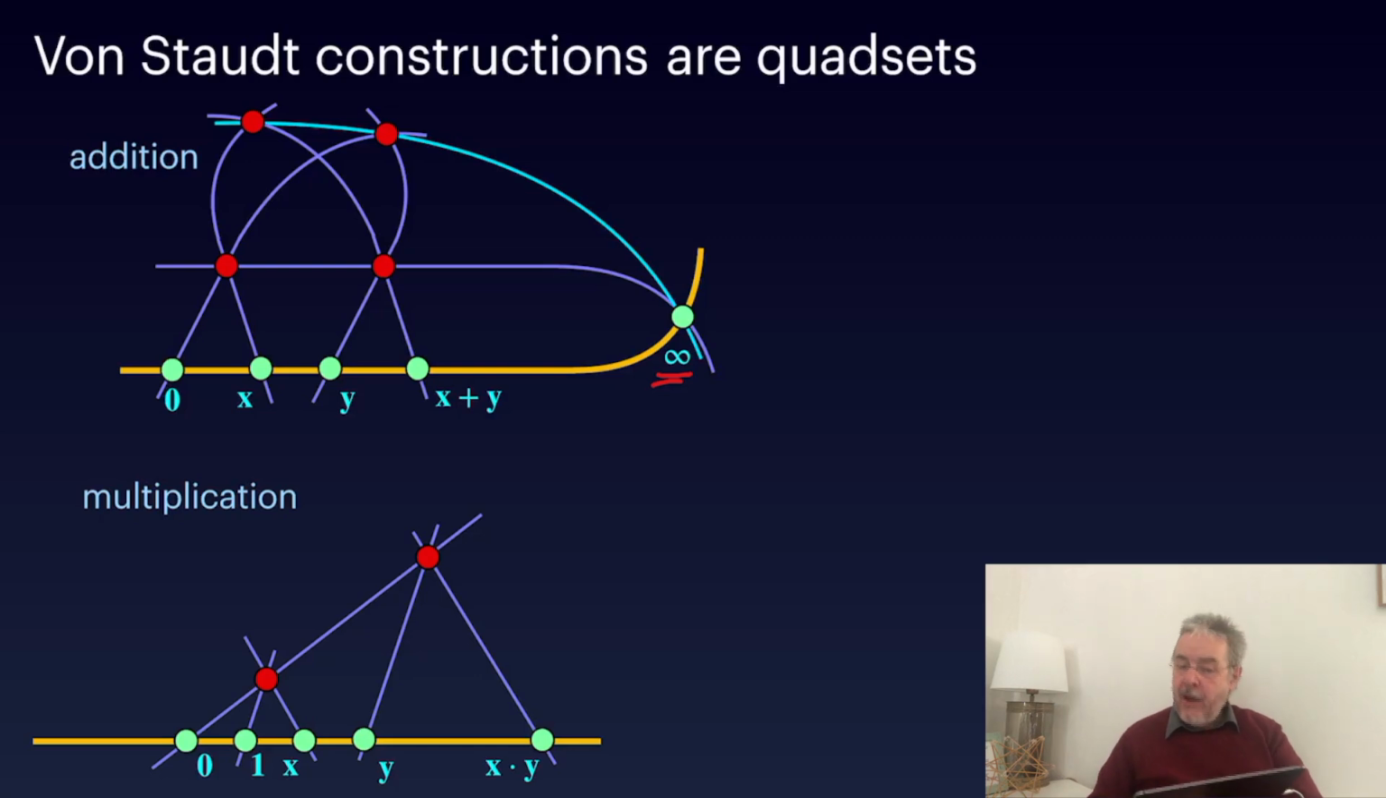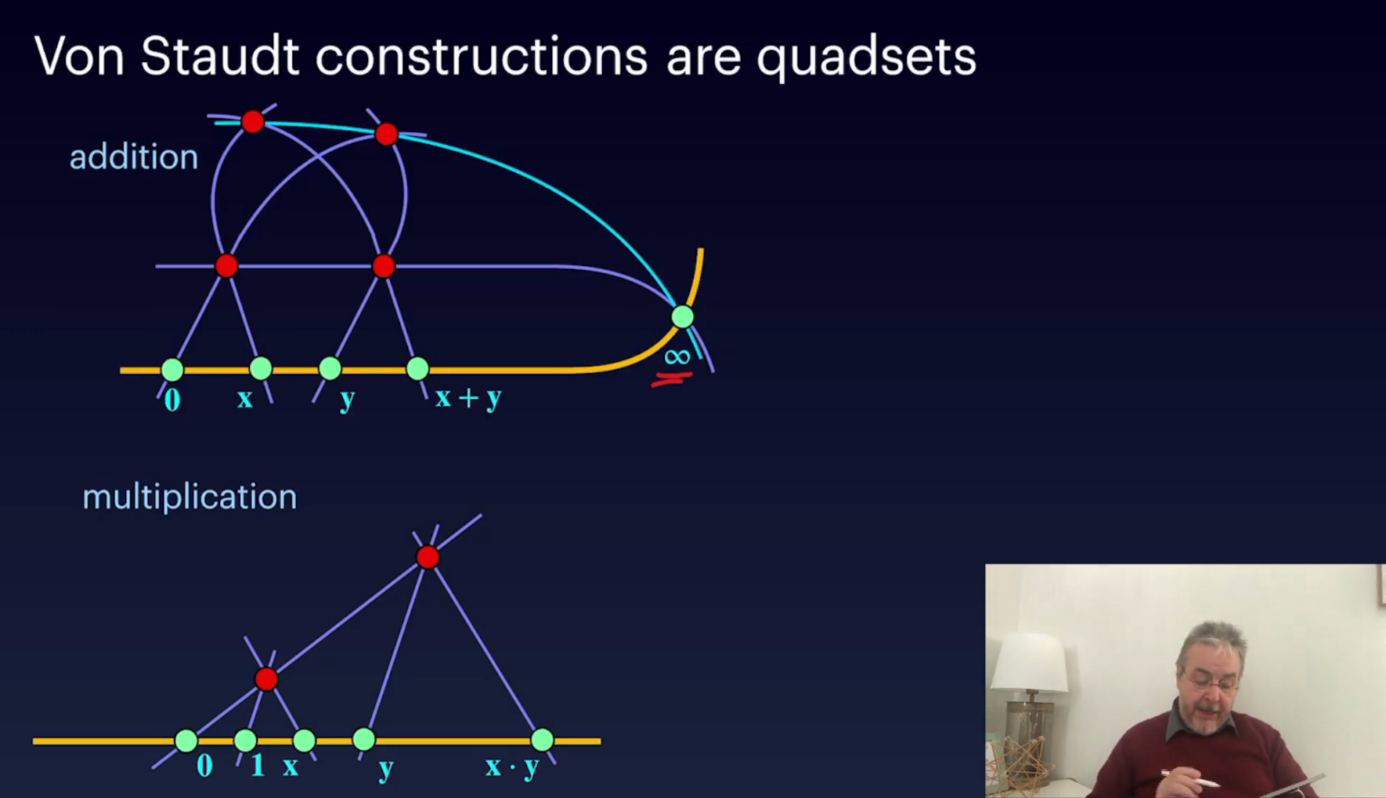But now look what we got. The whole construction consists of one line with some green points on it and 4 points, and between those 4 points we have drawn all possible connection lines and intersected them with the yellow line. So essentially what we did here is a construction of a quadrilateral set with, in that case, 2 coinciding points.